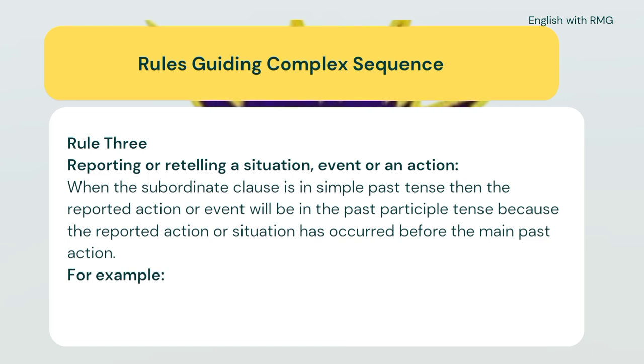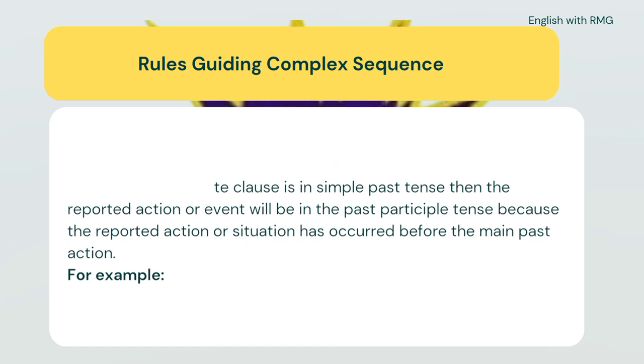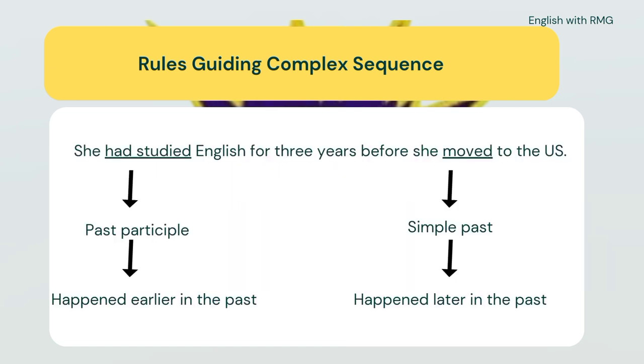That's why I said the most important thing in these rules of sequence of tenses is to pay attention to the time. If it is in the past, you use your past tense. If it is in the present, you use your present tense. Do you understand? So let's consider this example. She had studied English for 3 years before she moved to the US. So this is retelling what has happened before. Do you understand? So she had studied English.